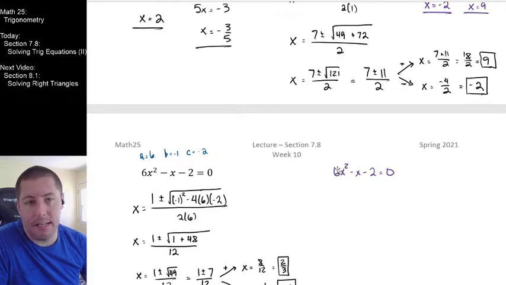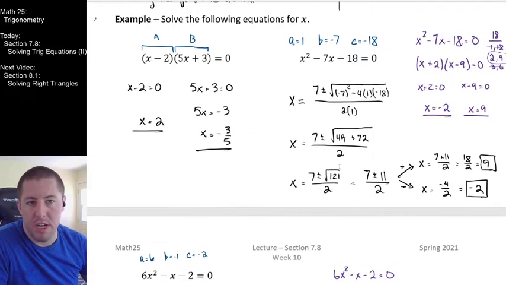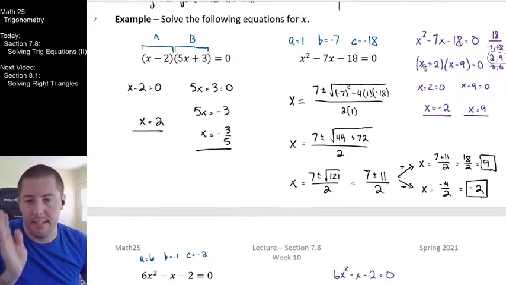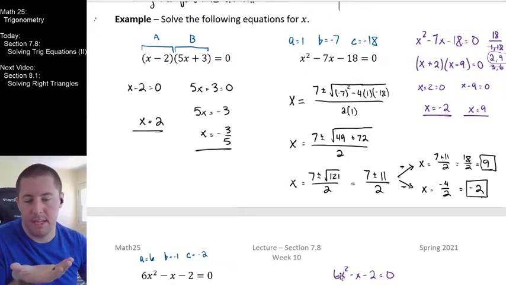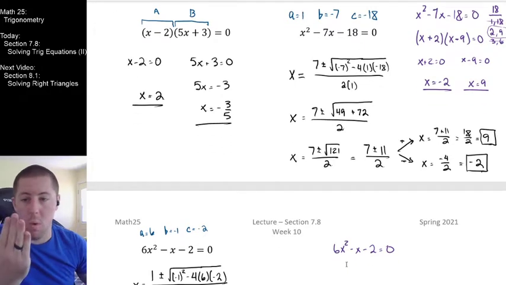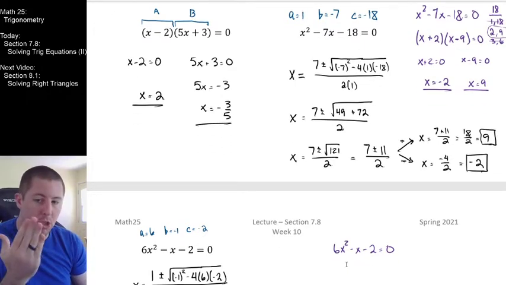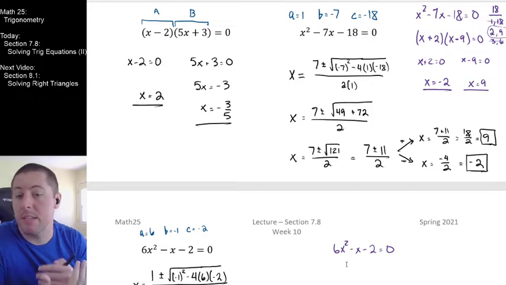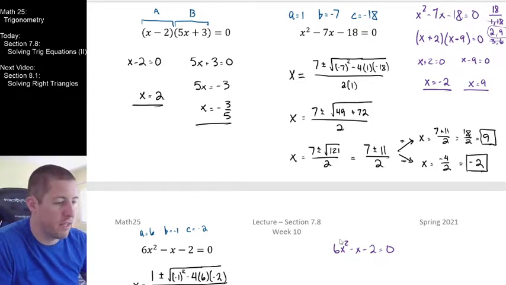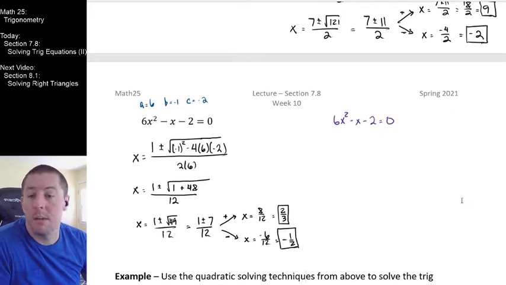This 6 sitting out front is going to make things a little bit more challenging because when we get our two factors, we're not just going to get x and a number and then x and a number. The 6 is going to have to be in there somewhere. Maybe it's a 1x times 6x, maybe it's a 2x times a 3x, stuff like that. So we actually have more terms to work out for ourselves here. So here's how this works a little bit differently.